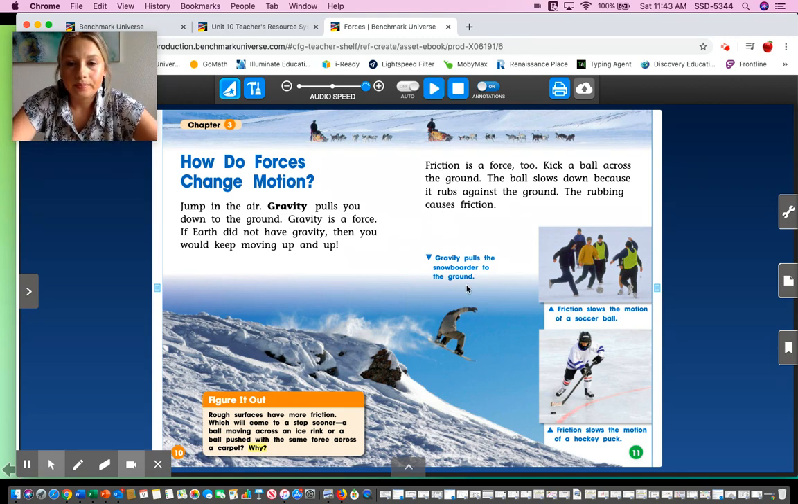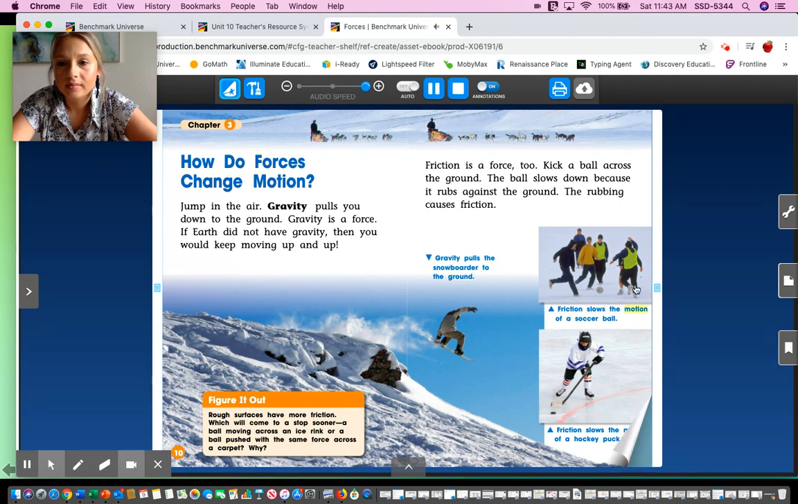Okay, now we're going to just go on to here. Look at here. Gravity pulls the snowboarder to the ground. So here is the snowboarder. He just took off this ledge. Whoa! Now, where do you think he's going? Do you think he's going to stay in the air and float, or do you think he's going to come back down? He's going to come back down. Why? What's that special word that pulls you to the ground? Gravity. Good.